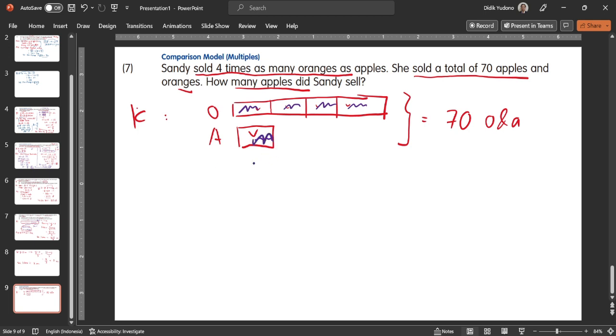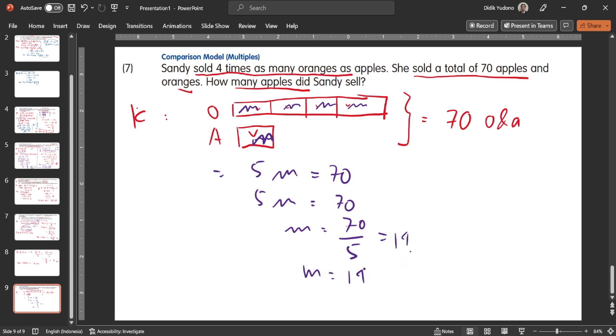Because we do not know how many are in each box, let's use M. Altogether, 1, 2, 3, 4, 5 M equals 70 fruits. So 5M equals 70. M equals 70 divided by 5. So M equals 14. How many apples did Sandy sell? Apples is only 1M, which is 14.